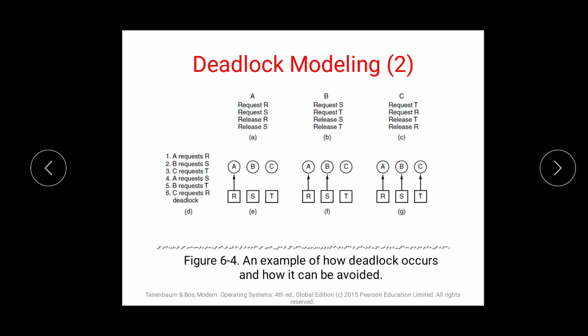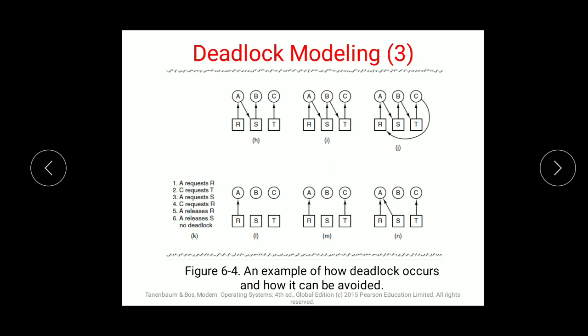So a request R, a request S, a release R, a release S. With these, request S, request T, release S, release T, once there is request and release, this problem can be handled. But when a resource is requested by another process also, then there can be conditions for deadlock. So these are examples of why deadlock can occur.